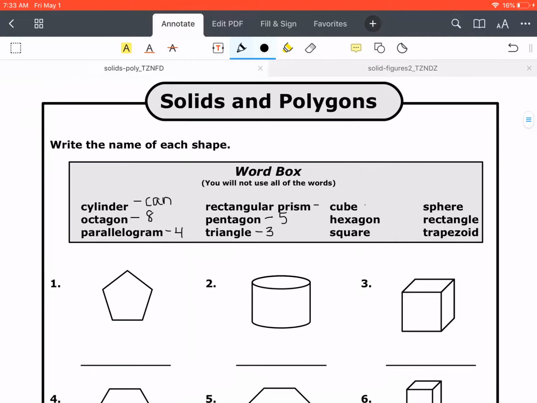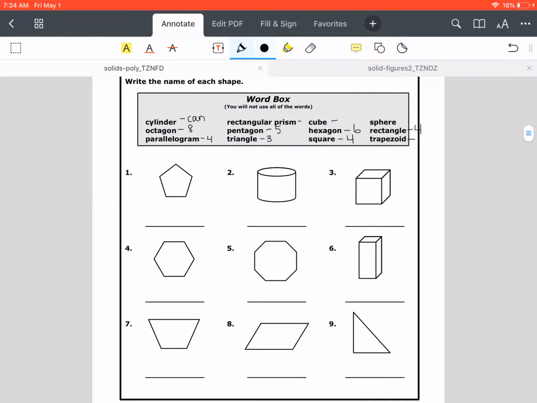A cube, again, go back and look at your previous page. Hexagon has 6 sides. A square has 4 sides. A sphere, again, go back and look at your other page if you have questions. A rectangle has 4 sides. And a trapezoid also has 4 sides.